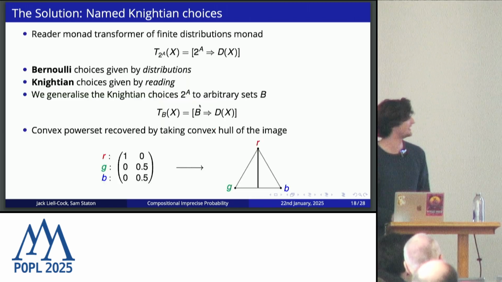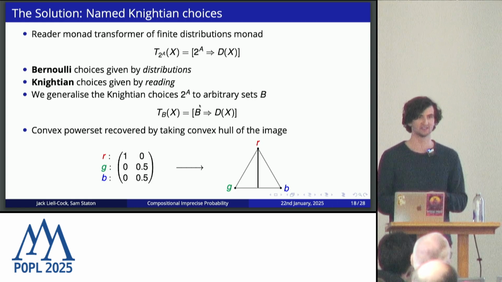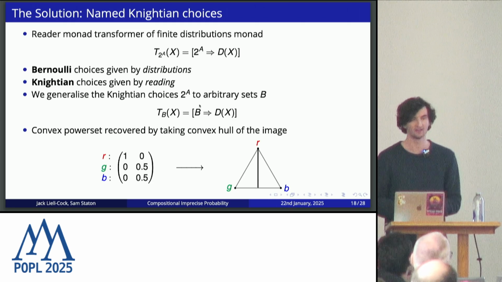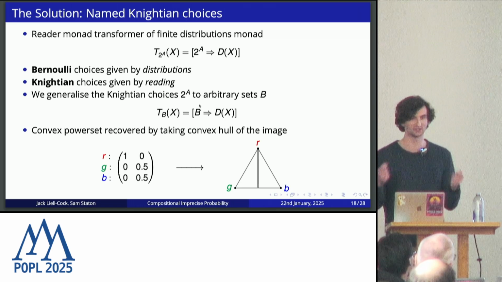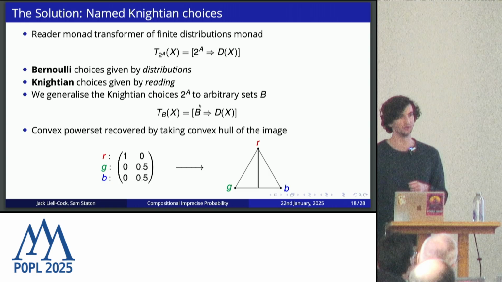So how do we give an actual semantic model for this? Well, the way we do this is via graded monads. So we take a reader monad transformer of the finite distributions monad. So you can think of the set A here as being the set of Knightian choices, or the set of names for the Knightian choices we have. So 2 to the A is the set of all possible non-deterministic branches we can take. And so this reader monad is saying, OK, you give me one possible non-deterministic branch, and I'll give you the resulting distribution based on that non-deterministic branch that you took.